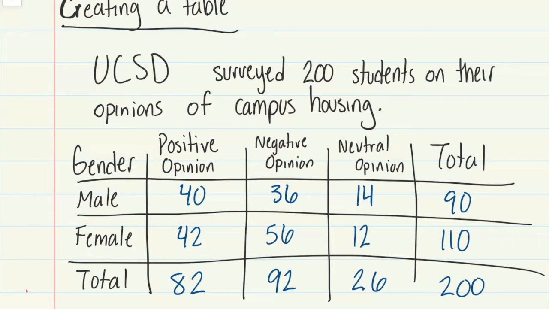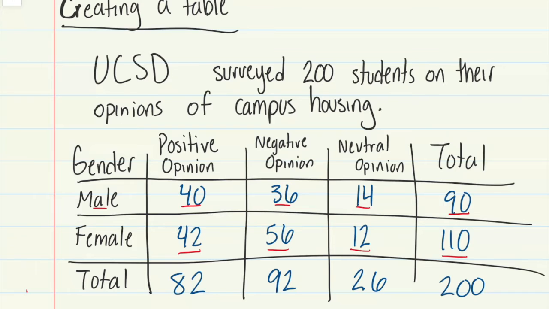So, if we're talking about males, we had 40 males have a positive opinion of housing, 36 have a negative, 14 remain neutral, and they asked a total of 90 males at UCSD. For women, females, they asked 110 females, 42 were positive, 56 negative, and 12 were neutral.